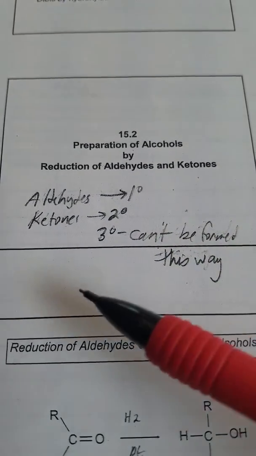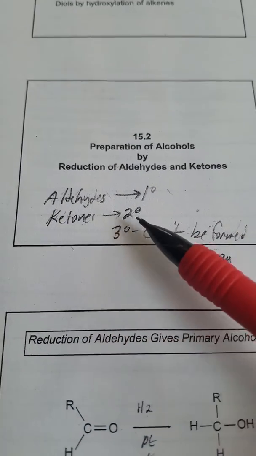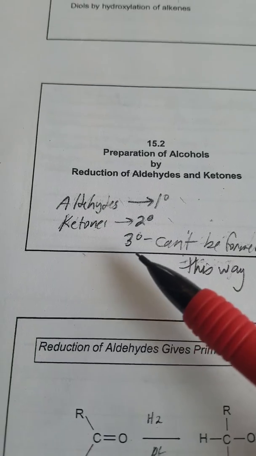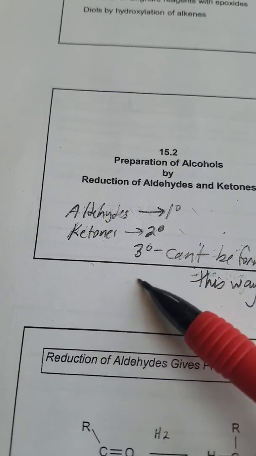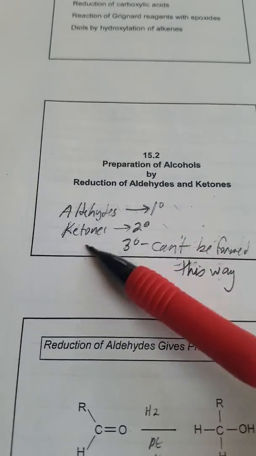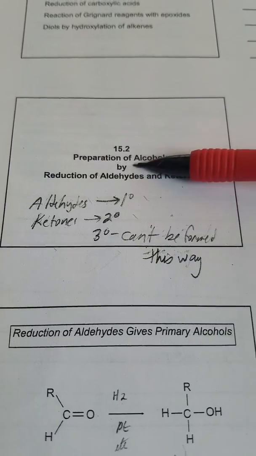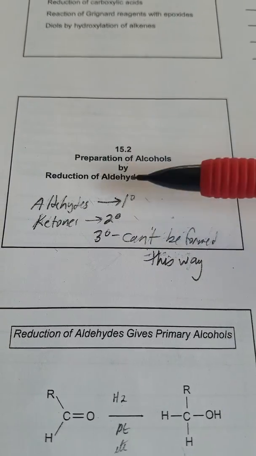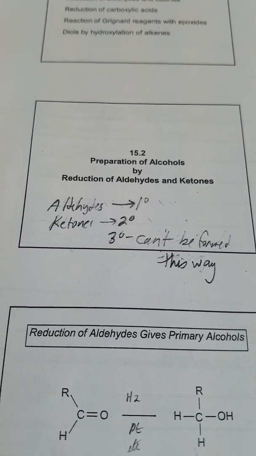So in this one, if you have an aldehyde, you're typically going to make a primary alcohol. If you have a ketone, you're going to make a secondary alcohol. If you want to make a tertiary alcohol, you can't use this method. We have to use something else. So for reductions of aldehydes and ketones, you can only make primary and secondary alcohols, depending on which one you start with.